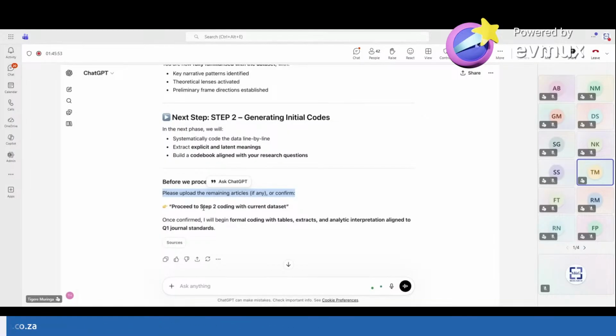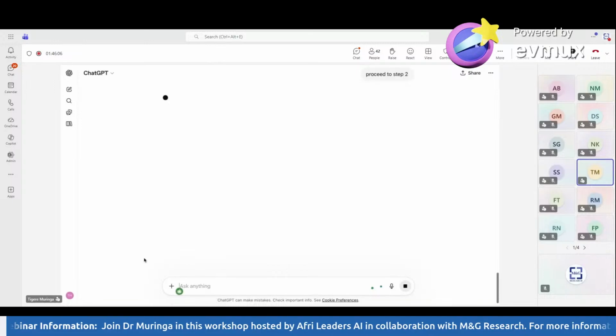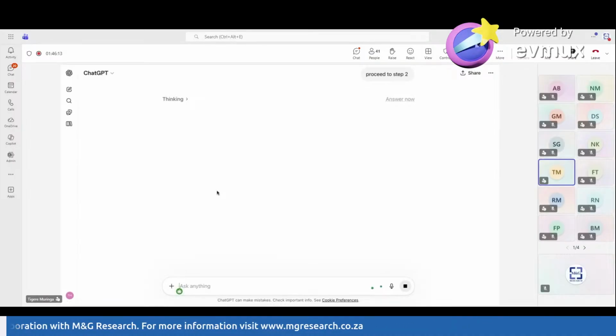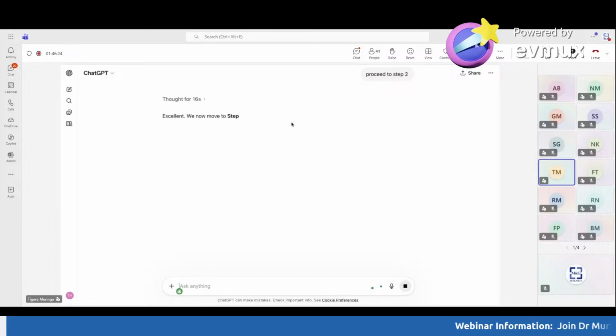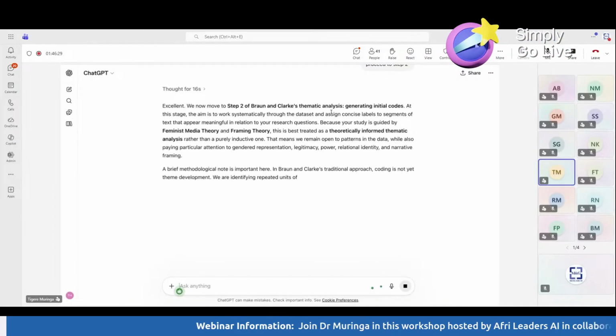Proceed to step 2, confronting with the data set. Let's proceed to step 2 and see. So remember, we're following the thematic analysis approach. Step 1 was familiarizing ourselves with the data. Then step 2 is that we now want to generate initial codes. Right, excellent. We now move to step 2 of Braun and Clarke thematic analysis, generating initial codes.